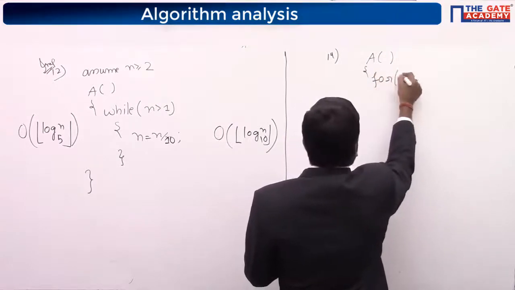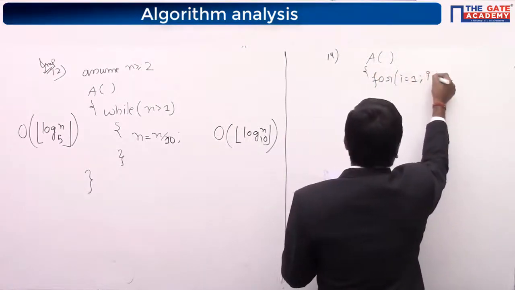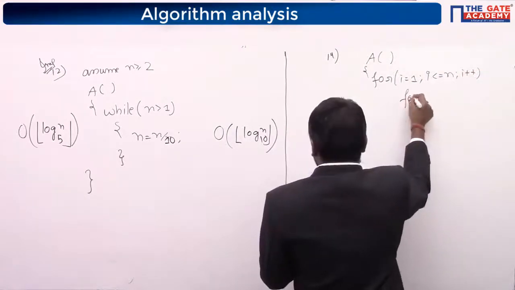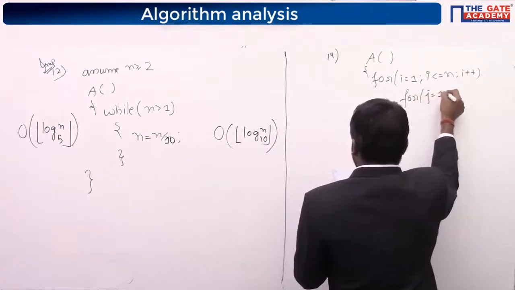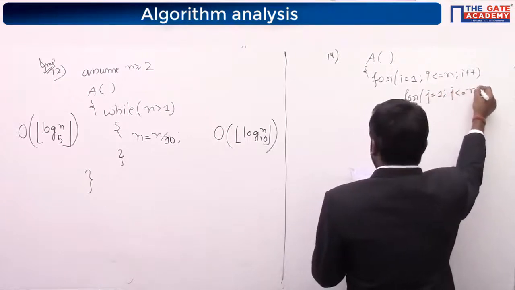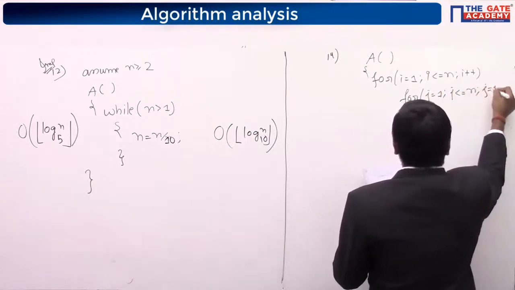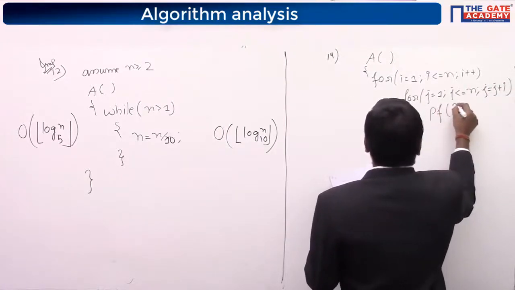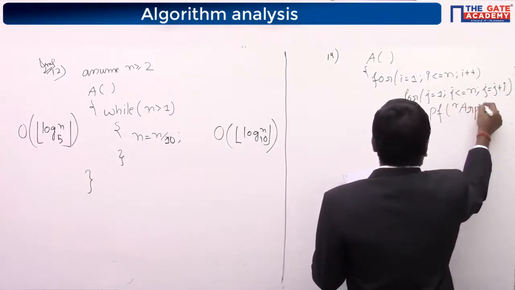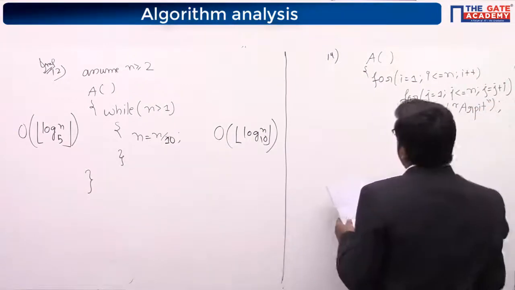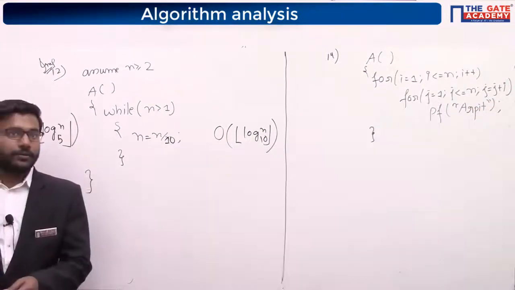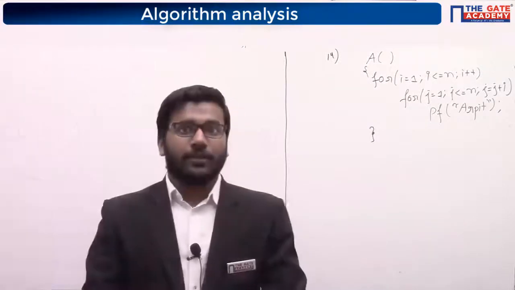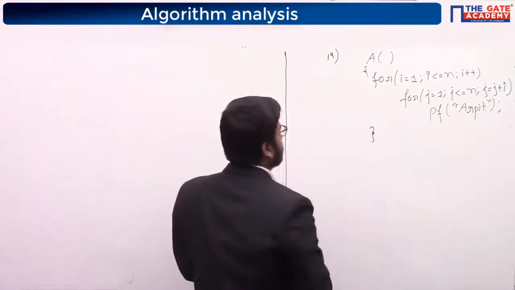for i equal to 1, i smaller than or equal to n, i plus plus, for j equal to 1, j smaller than or equal to n, j equal to j plus i. printf Arpit. Here I am using the name Arpit. Now tell me the time complexity of that. Try it by yourself. Now see, I am going to solve.